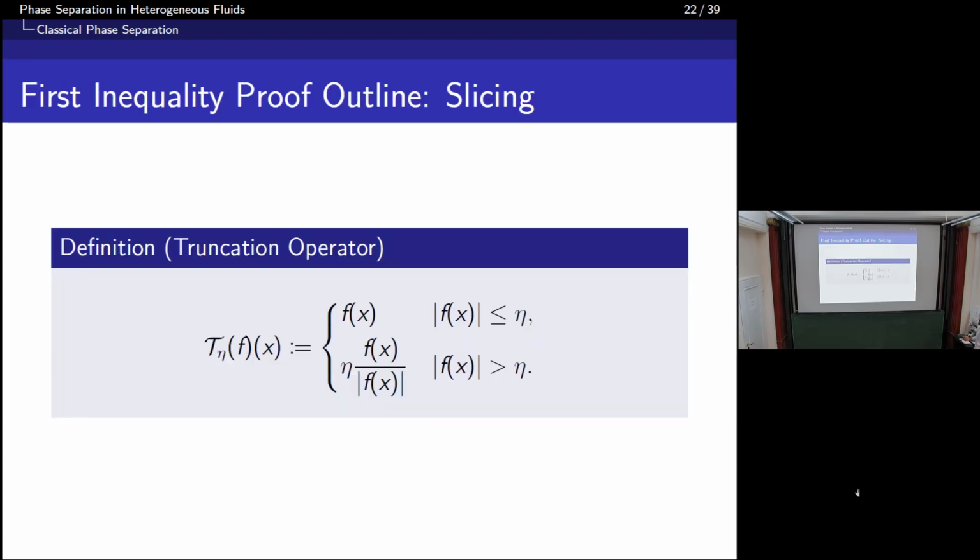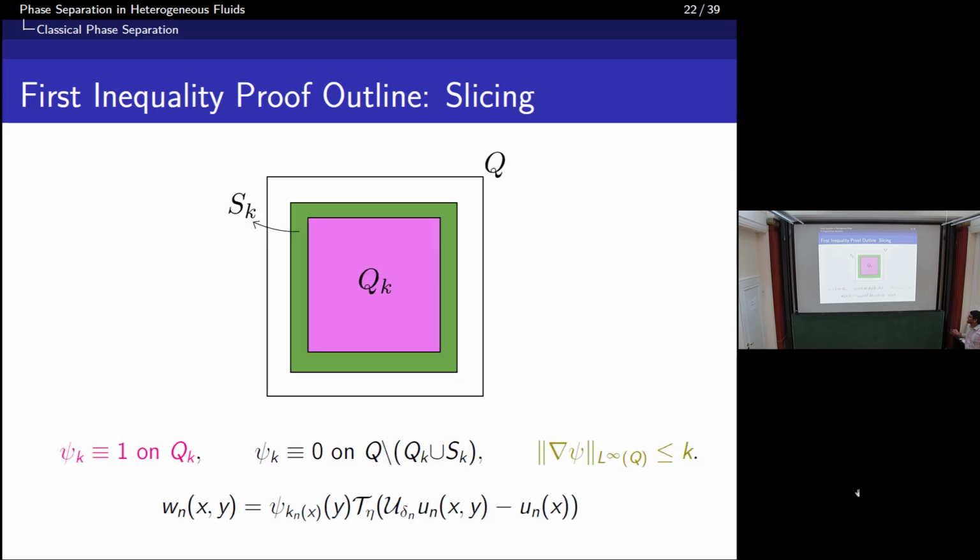So the first thing, how to prove the first inequality, is by the slicing method. As I said, we need to first do this radial truncation up to some eta. So you truncate the function that we have, the extra term u delta n minus un, and then you use the slicing argument to say that in each cube Q, where y lives in this Q, you take a cutoff function which is 1 inside and 0 on the outside, going from 1 to 0 nicely along this set K, along this distance K.